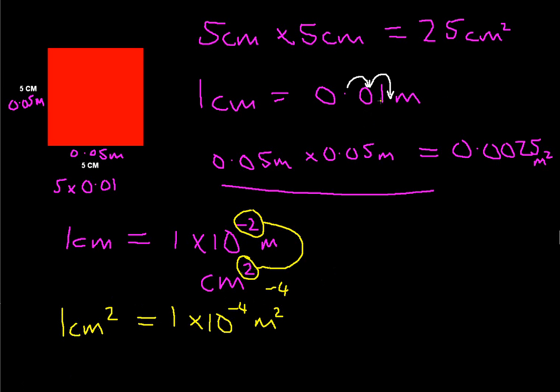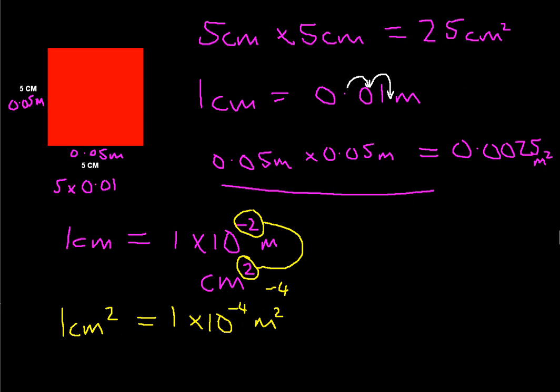So we're just timesing the power, the squared part, with the negative power on our conversion factor. 0.01 is the same as 1 times 10 to the minus 2, times them together gives us minus 4. And then what we do is plop this minus 4 onto the 1 times 10. That will give us our conversion factor from centimetres squared to metres squared. Now we know what 1 centimetre squared is in terms of metres squared, we can do the same as last time and figure out what 25 centimetres squared is.